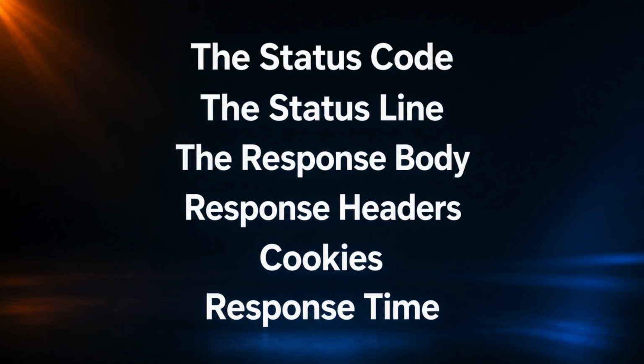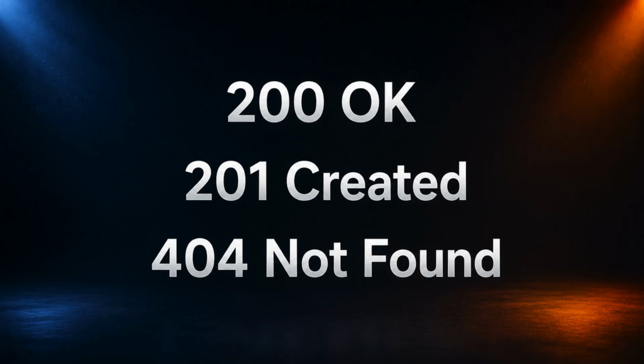As API testers, our primary job isn't just sending requests. Our main responsibility is validating the response returned by the API. We need to verify that the API behaves exactly as expected. Some of the most common things we validate are the status code, the status line, the response body, response headers, cookies, and response time.